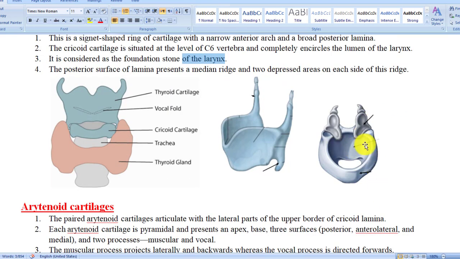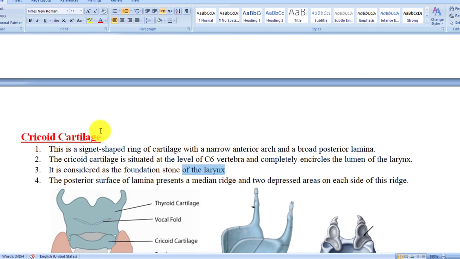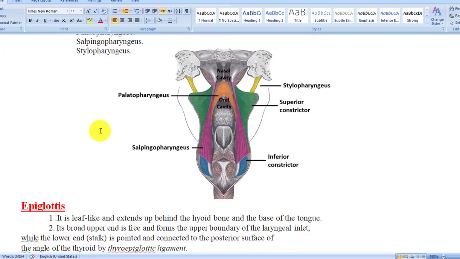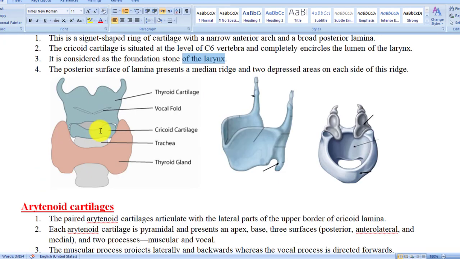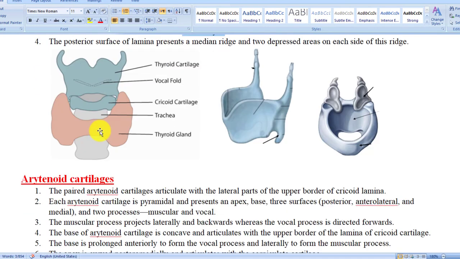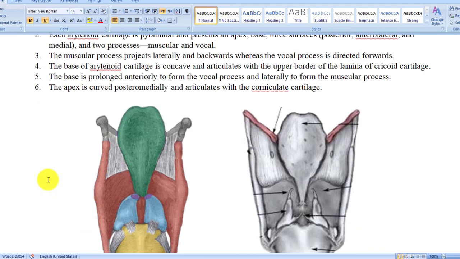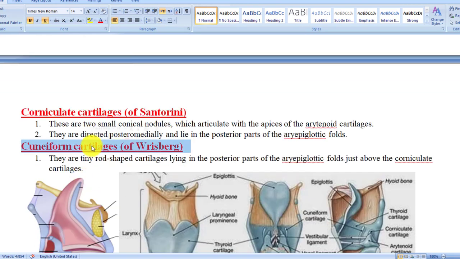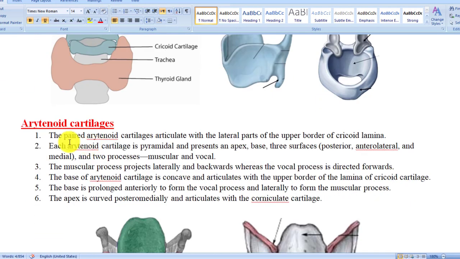Okay, so you can see here, this is the cricoid cartilage, and the cricoid cartilage is located below the thyroid cartilage. So we discussed the thyroid cartilage, the epiglottis, and the cricoid cartilage. These were the unpaired cartilages of the larynx. Now there are paired cartilages, which are the arytenoid cartilages, corniculate cartilages, and cuneiform cartilages. Let us discuss a little bit about them.